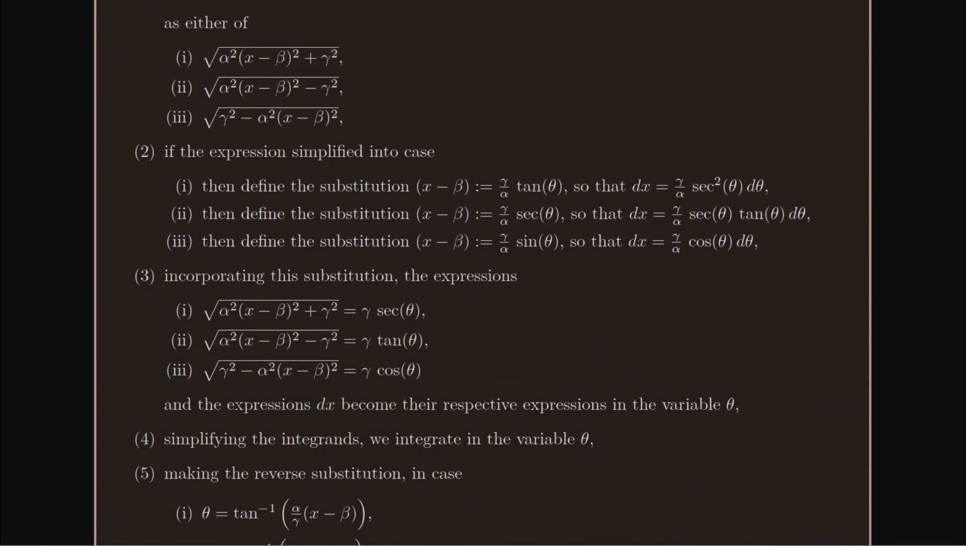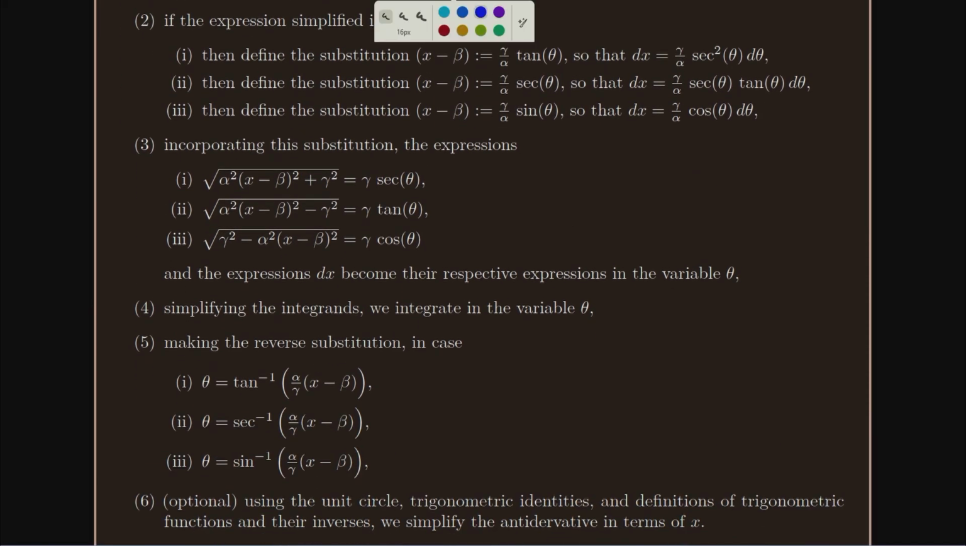Now, how does this work? Well, it works in step 3 here, where necessarily, once we make this substitution, the expressions that we started with, which were roots of a lot of things squared, all simplify. And it's because of the Pythagorean identity that these all simplify. In the first case, it'll simplify just to gamma secant theta. In the second case, it simplifies to gamma tangent theta, and in the third to gamma cosine theta.